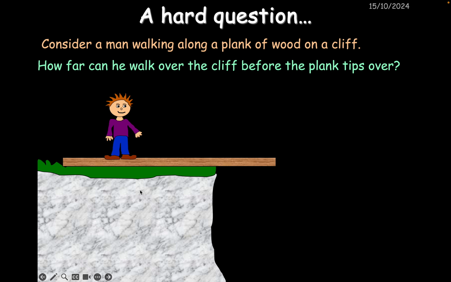But how far can the man walk over the edge of the cliff? That means over this bit here before the plank tips over. Well, that all depends on the weight of the man and the weight of the plank and the distance that's overhanging. So it's quite a complicated thing to do.